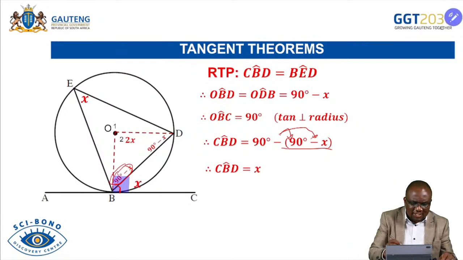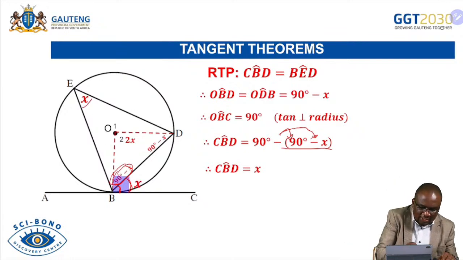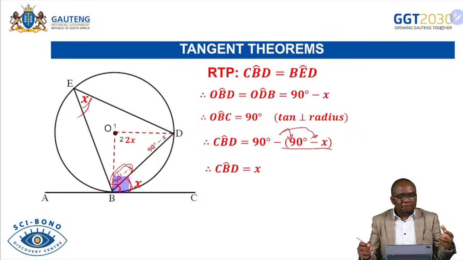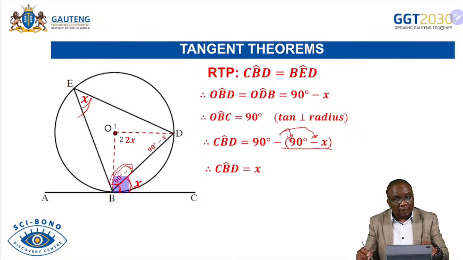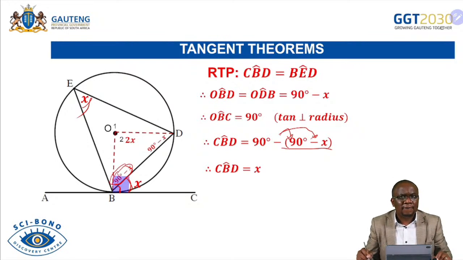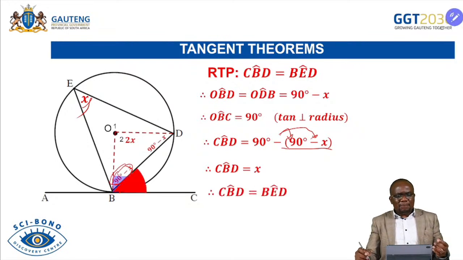Do you see that this angle here, x, is equal to that angle there? You see that? We have proved that this angle made by the tangent and the chord is equal to the angle subtended by the same chord in the alternate segment. Tan chord theorem. We have proved that. Okay? Right. So that's a method you can use.